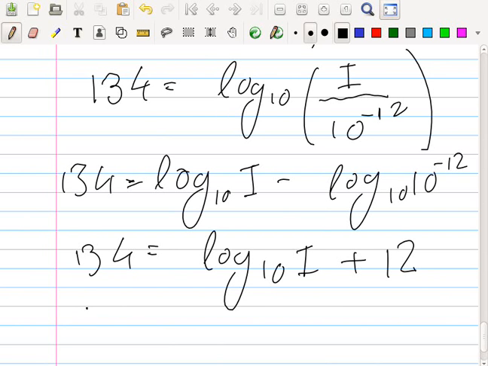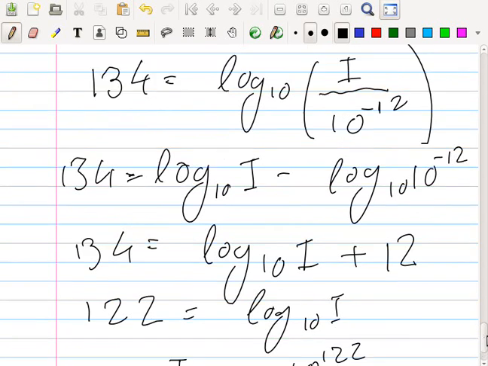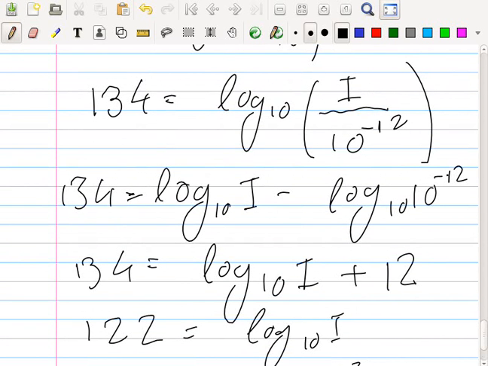Taking that over to the left, I got 122 equals log 10 I. So then I is 10 to the power of 122. It's minus 12. Yeah, it's minus 12 here, right? Yeah. And then it comes down with the other minus there.